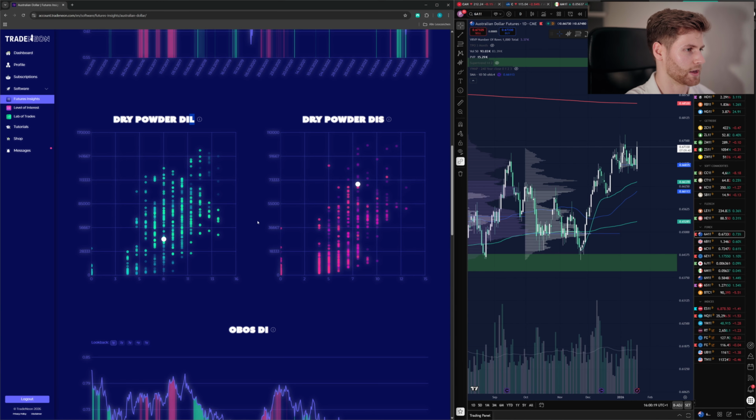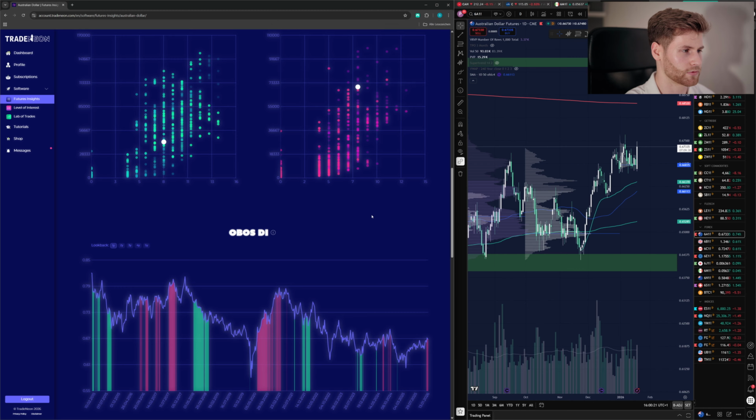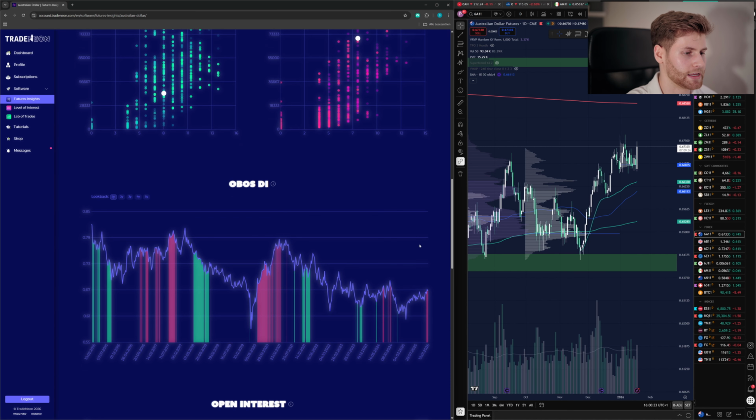And same thing as before, to validate this even further, we look at the OBOS chart. That also gives us a signal which is perfect for validating this short bias that we gain from our leveraged funds even further.